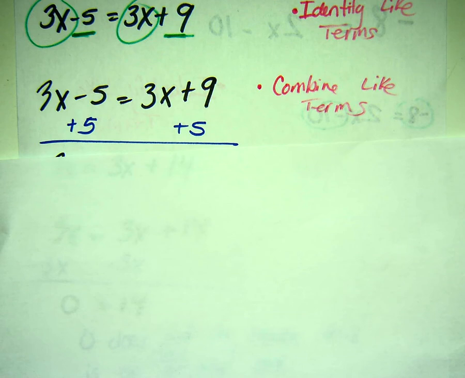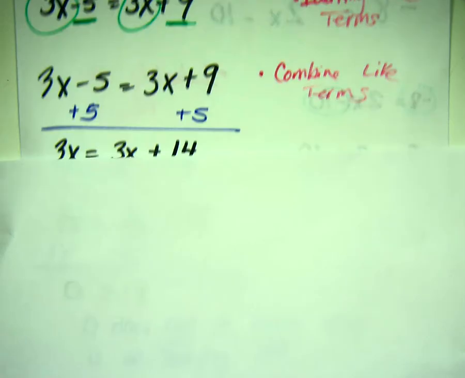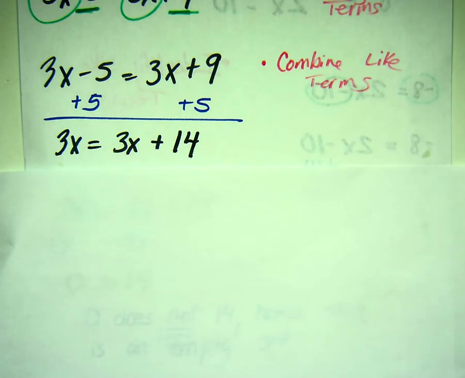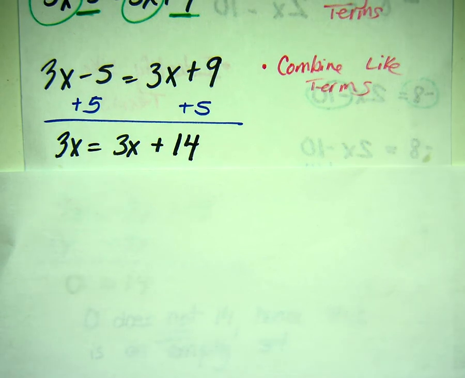So the opposite of a minus is a plus, so add 5 to both sides. This 5 cancels this other 5 out. Now we have 3x equals 3x plus 14. We still have to combine the like terms because we still have 3 x's on opposite sides of the equal sign. Notice how this 3x is completely isolated, meaning there's nothing going on with it. You just see 3x. You don't see an addition or subtraction, just 3x. So this is the one that we're choosing to subtract.